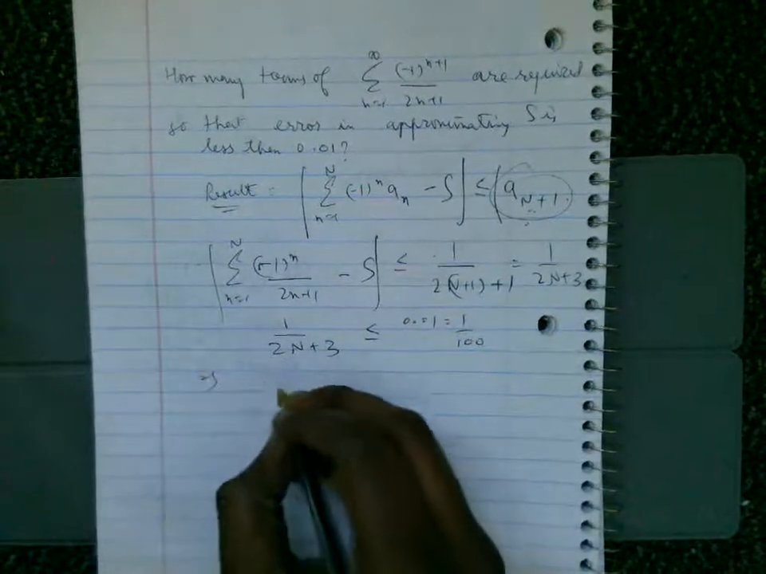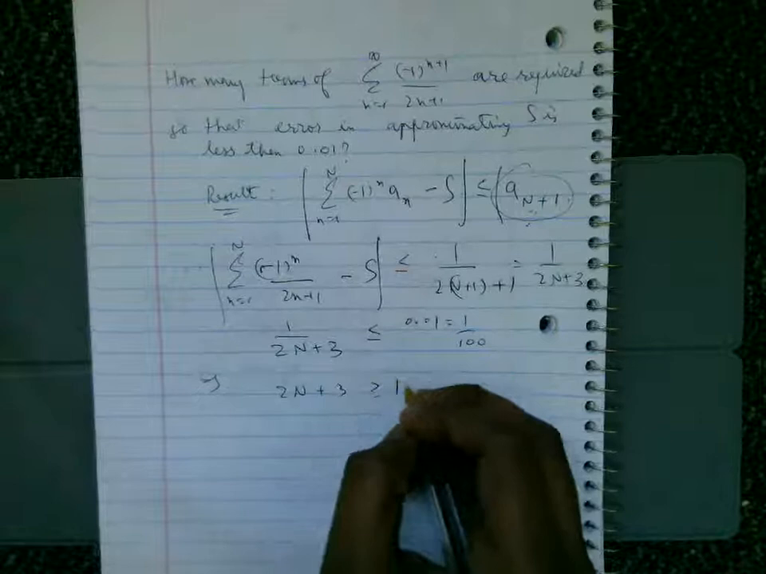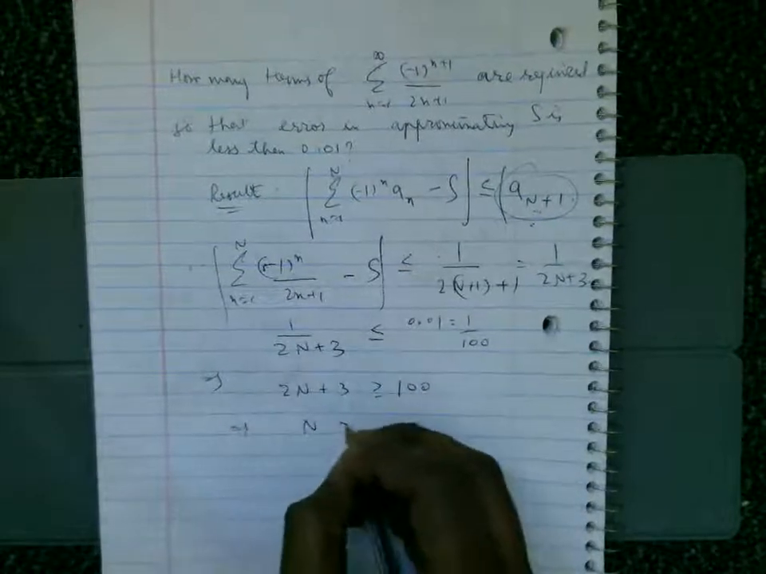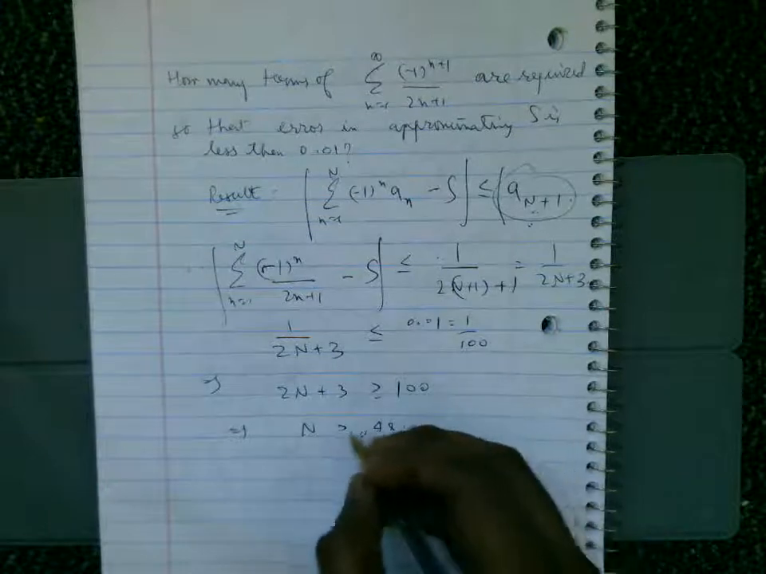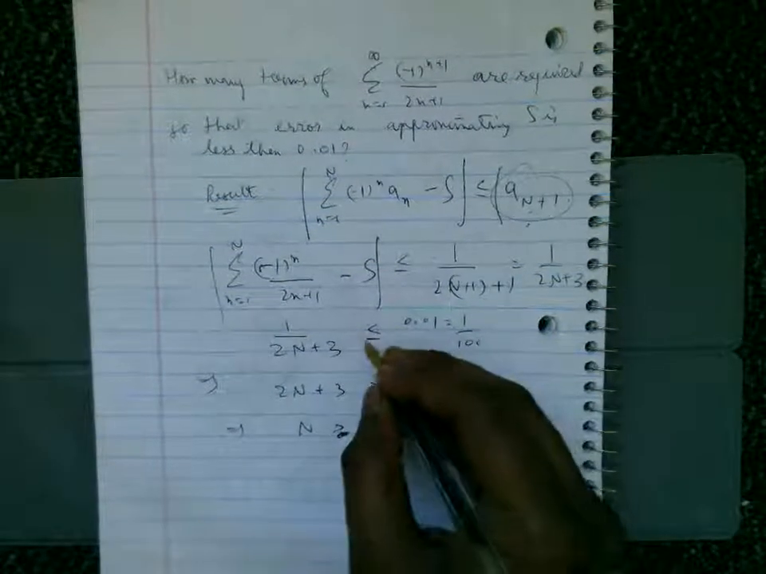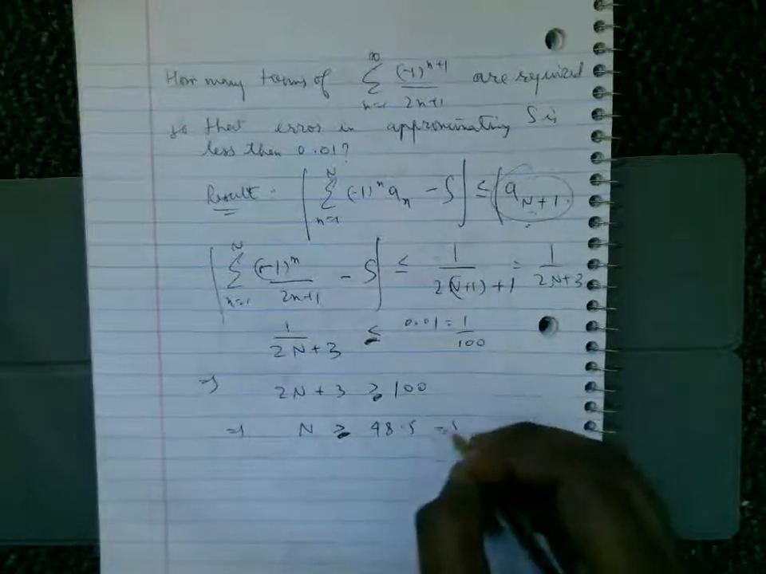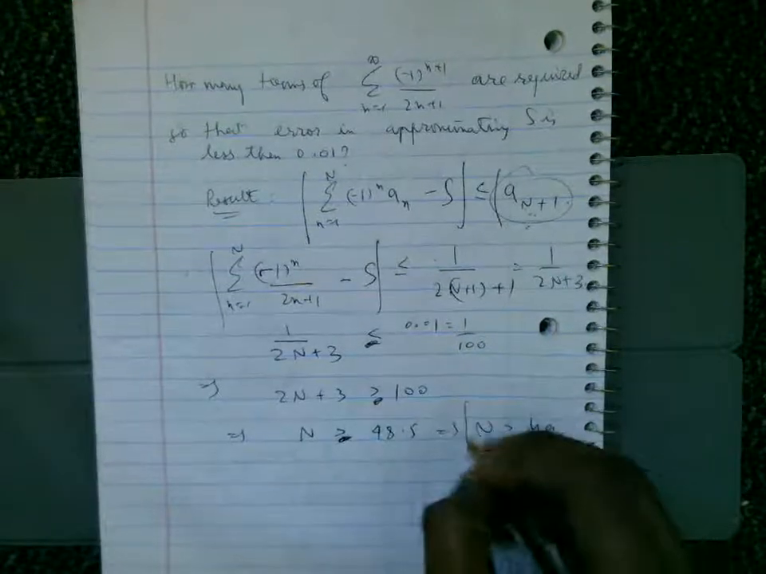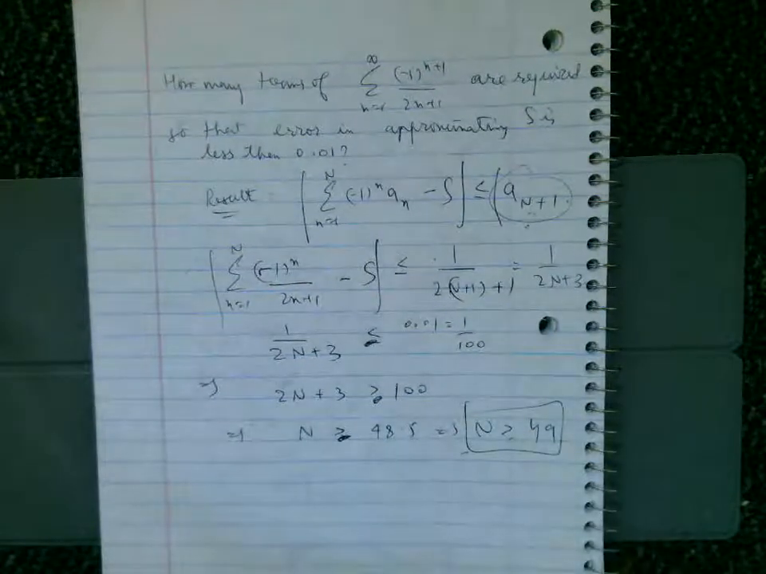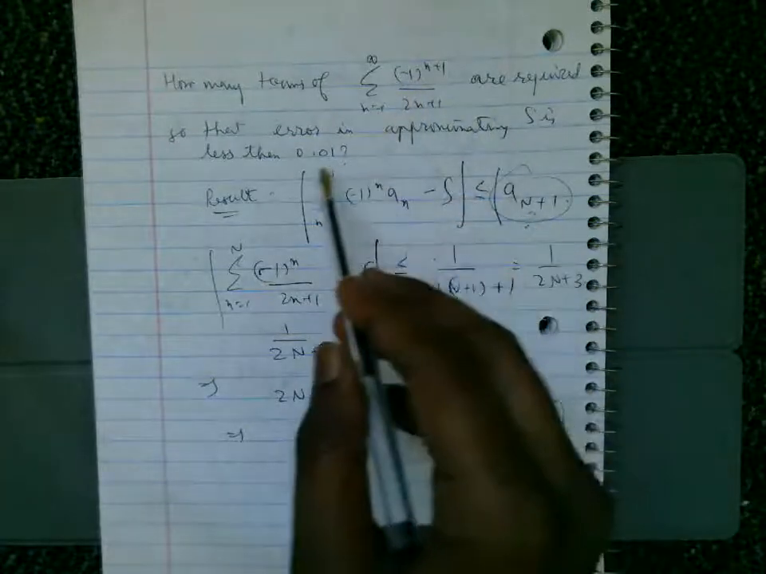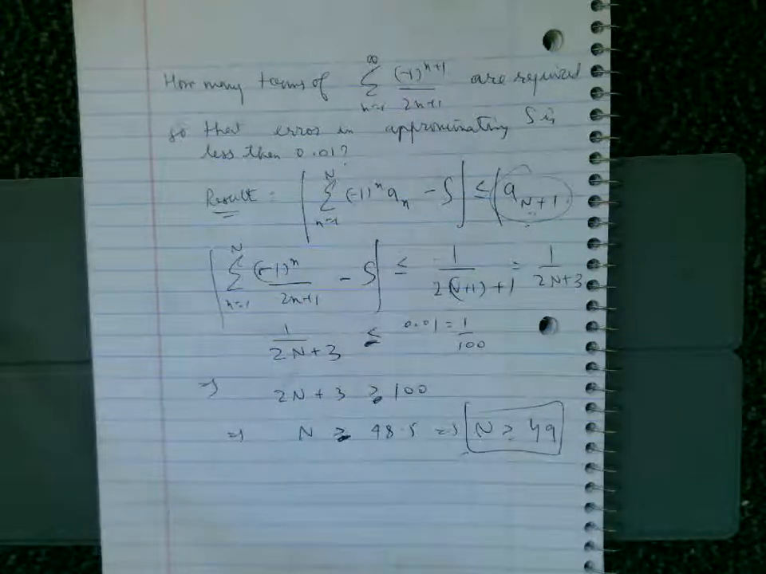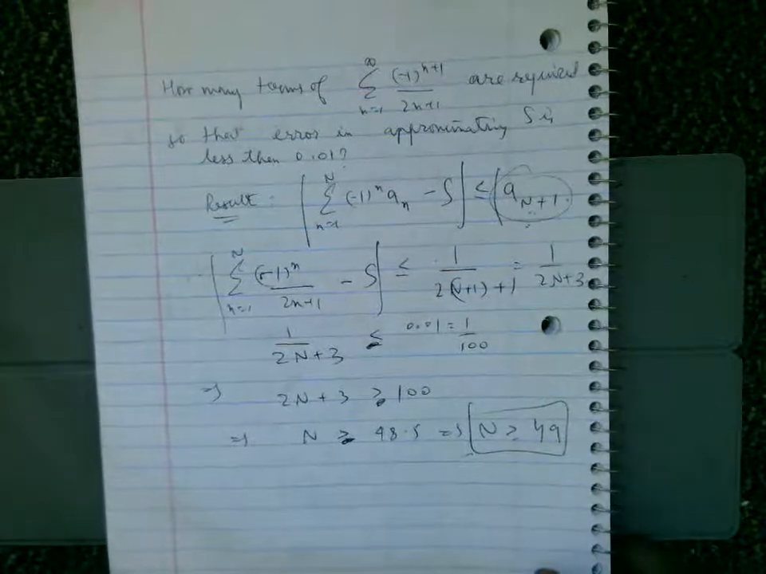So therefore we need 2n plus 3 greater than or equal to 100. So n is greater than or equal to 48.5. That means n is greater than or equal to 49 is the final answer. So you will need 49 terms so that the error is less than 0.01, which is a very big number if you ask me.